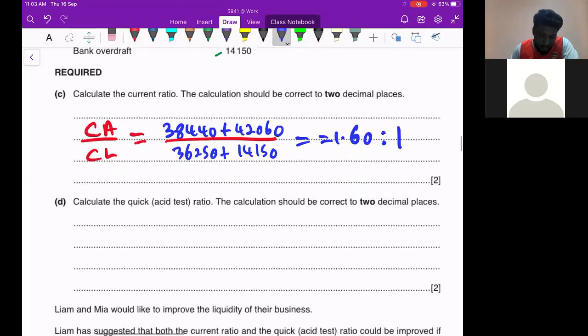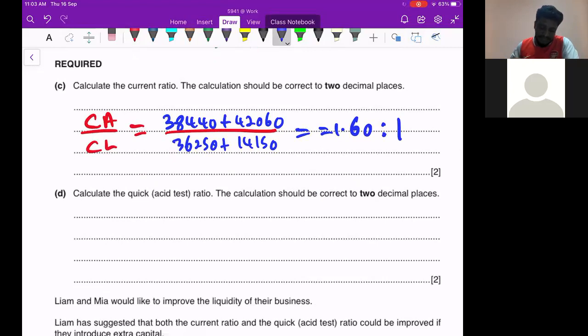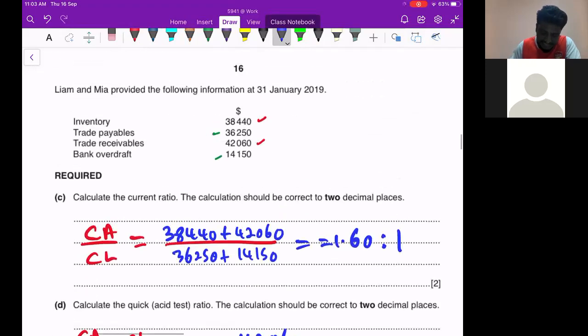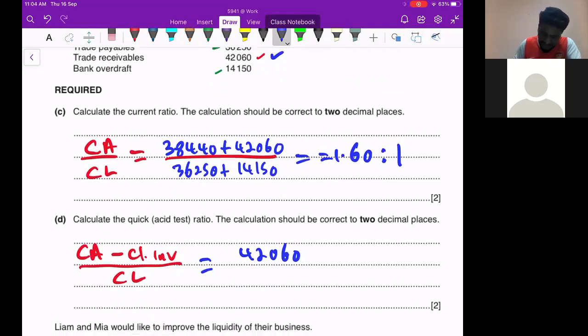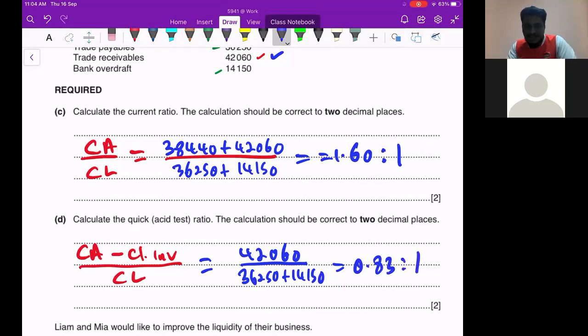Okay, next one is calculate the quick ratio or acid test. Acid test is current assets without closing inventory over the current liabilities. So your current asset, we just take the 42,060 because I just take the trade receivables only. We don't take the closing inventory. The formula is current assets without the closing inventory over current liabilities. 42,060 divide by 36,250 plus 14,150. I get 0.83. 0.83 ratio to 1. Don't forget to put the ratio, the ratio must be there.